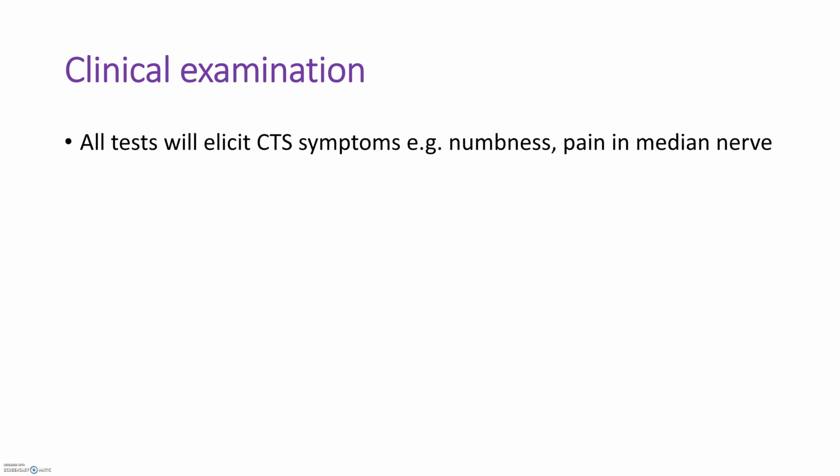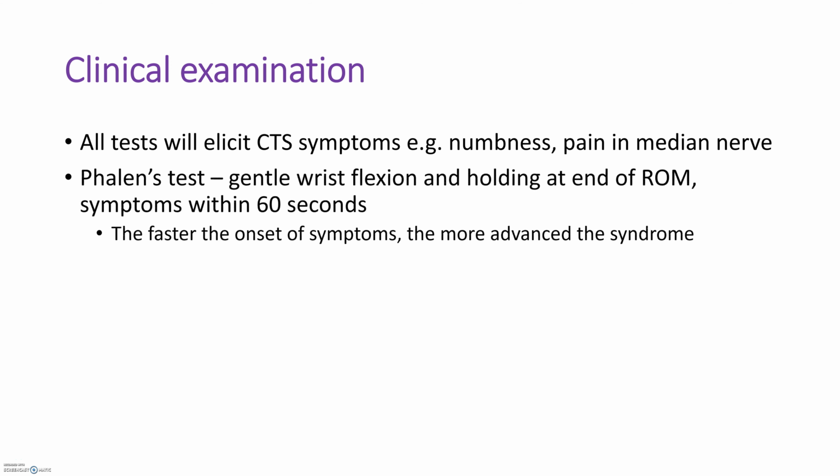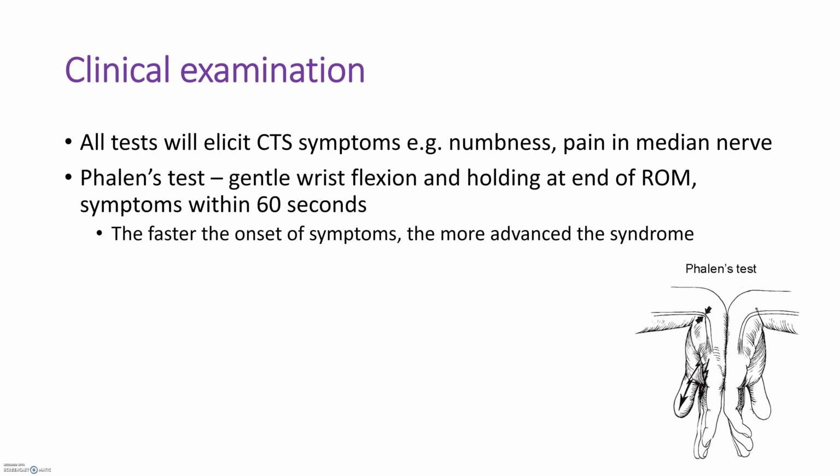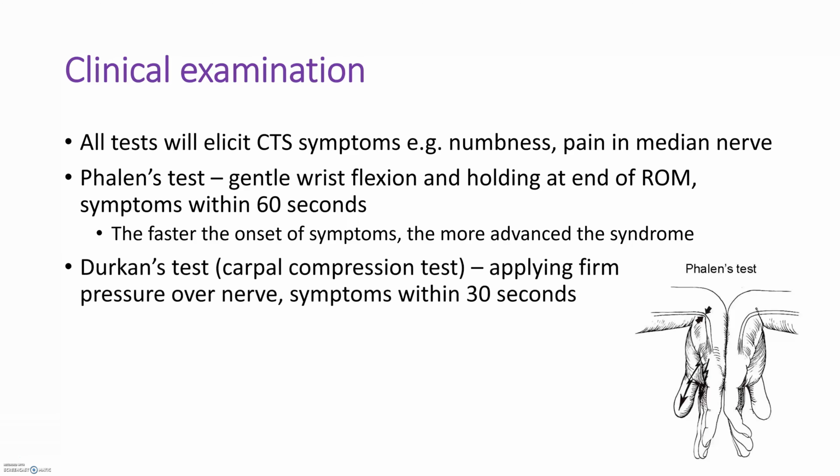So on the exam, as mentioned before, there are some tests that you can do to look for CTS in particular. So all of these tests are going to elicit the symptoms and make it worse by compressing the median nerve. So a very common one that's done is Phalen's test. So as you can see in this picture here, the wrist is gently flexed and held at the end of its range of movement. And this causes compression within the median nerve. And within 60 seconds, you'll see the symptoms start to show themselves. The faster that they come on, the more advanced the syndrome is.